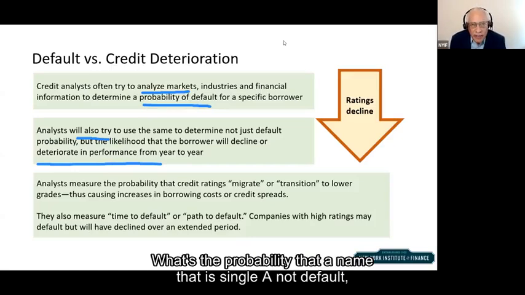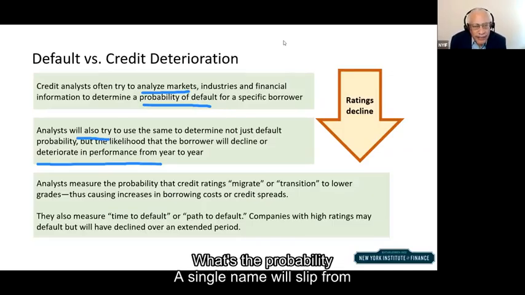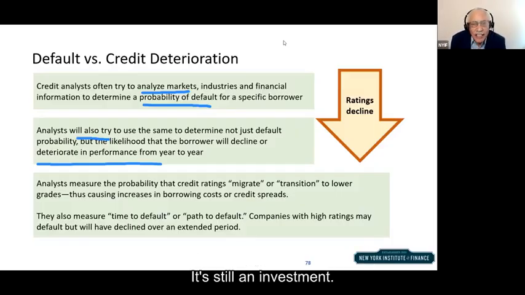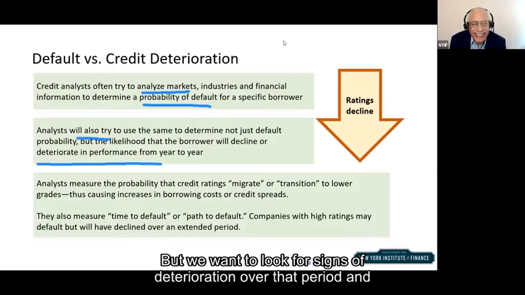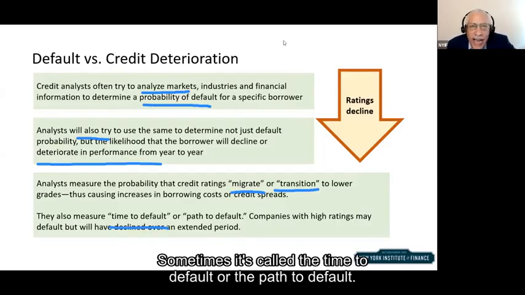What's the probability that a name that is single A, not default, will go from single A to triple B minus? What's the probability a single name will slip from A to A minus, A to triple B plus, A to triple B, to A to triple B minus? It's still an investment grade name, but we want to look for signs of deterioration over that period. And as I say, we can call it migration, transition, deterioration. Sometimes it's called the time to default or the path to default.